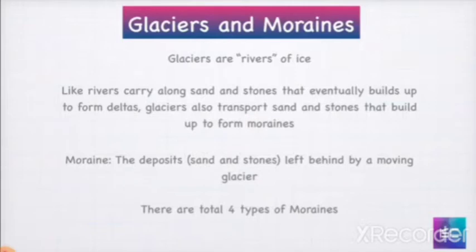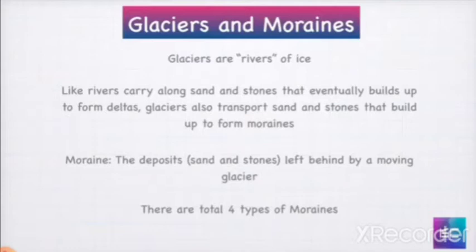As we learnt about the work of sea waves and the work of river. In the work of river we learnt how the waterfalls, the meanders, the floodplain, the levees, the oxbow lakes and the delta are formed. And in the work of sea waves we learnt how the sea caves, the arches, the sea stacks and the sea cliffs are formed.